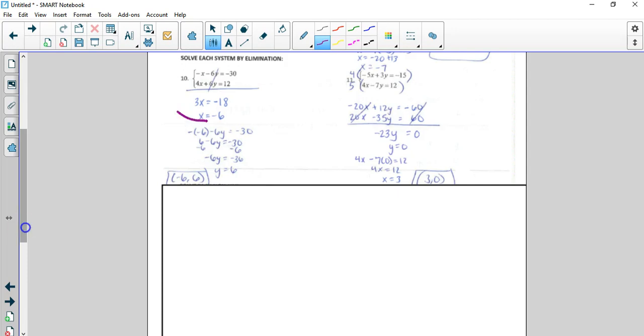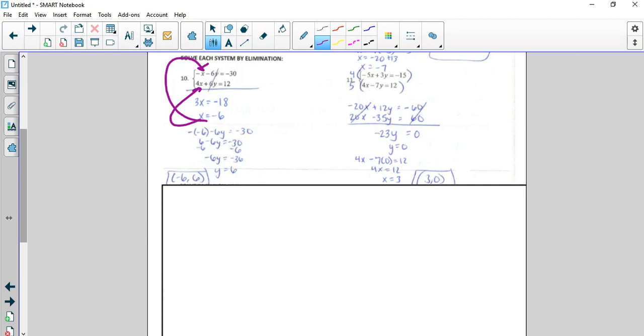Plop that back in either one. If you're going to put it in here, please be careful. I would not suggest that one, even though that's the one on the answer key, because people often will just write -6 minus 6y and get that wrong. You need to plug in -6. It's the opposite of whatever x is. I personally would plug it in here. Multiply by 4, subtract, divide by 6.